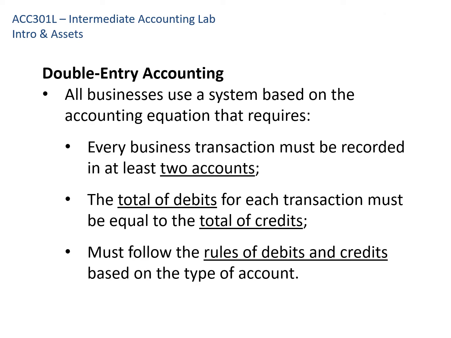So double entry accounting is the foundation for accounting systems, and it really requires that you look at transactions and record them in a way that every transaction is going to affect at least two accounts. You can't have an entry that only affects one account. So it's going to be two or more accounts. And the total of debits has to equal the total of credits, of course. I think you all know that fairly well. And then the entry needs to follow the rules of debits and credits so that we're increasing the correct things and decreasing the correct things.